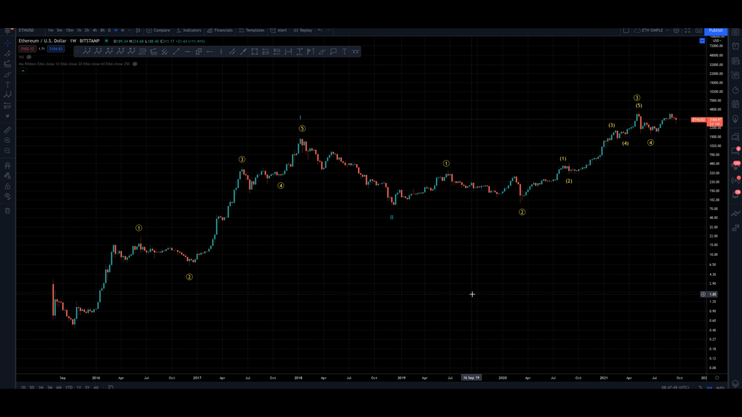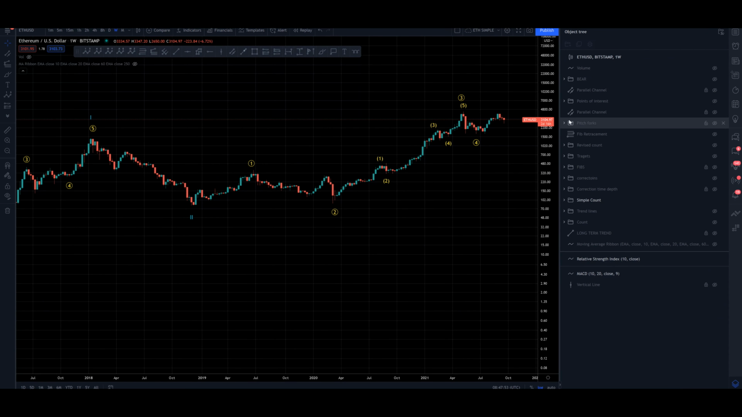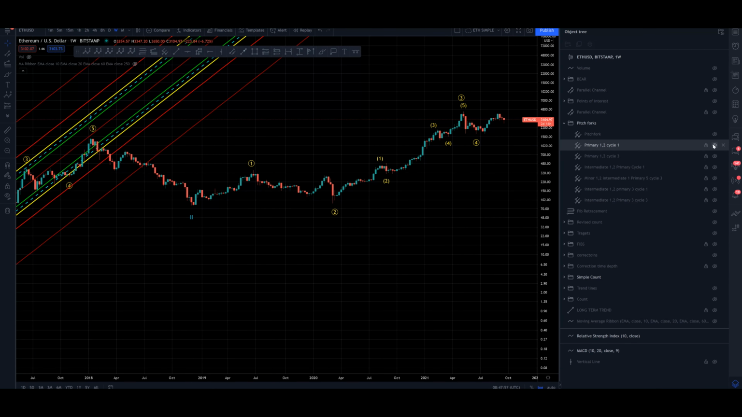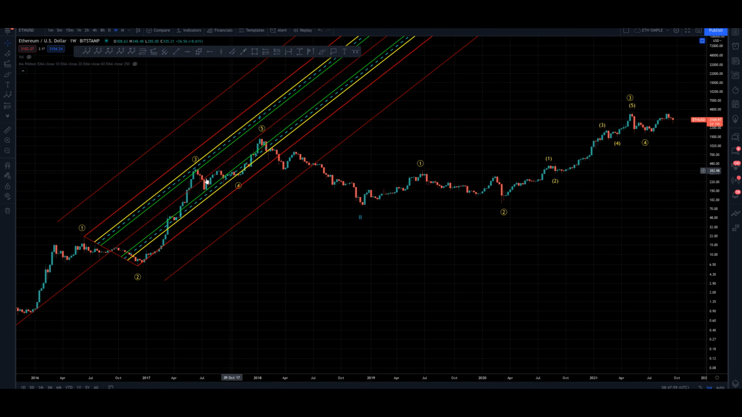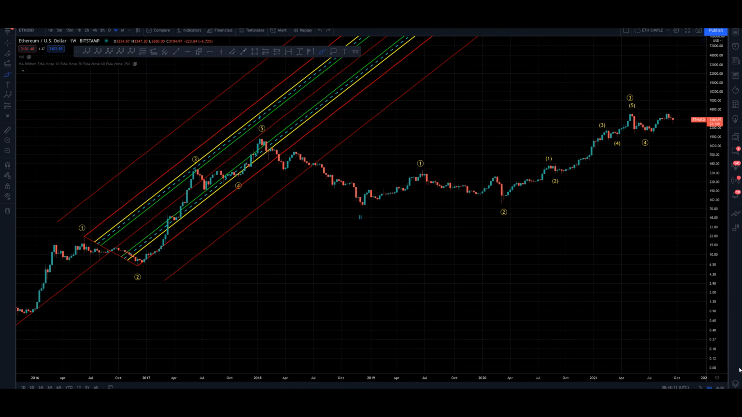So the first thing I did here to break down the various corrections was, as I always do, we're looking for the primary 1, 2 of cycle 1 pitchfork here. So all this does is confirm that this first 5 wave move is a completed wave degree, and then we fall out of this pitchfork into a larger correction. Okay, so that's how I establish the major corrections first.